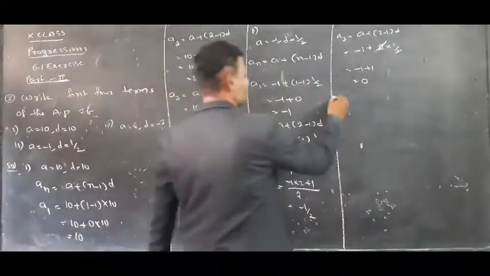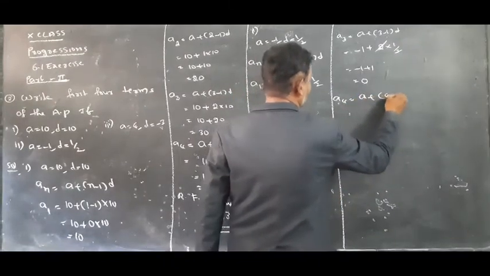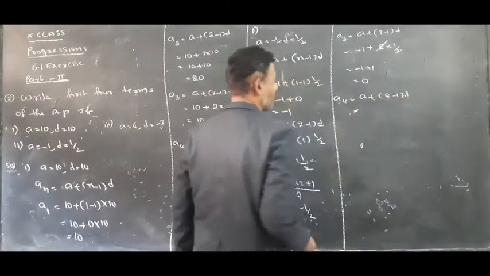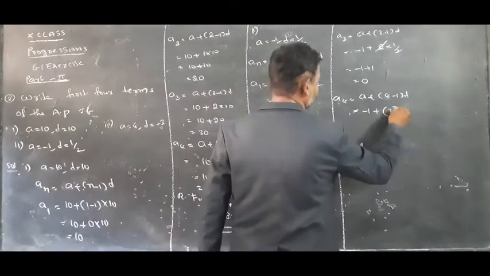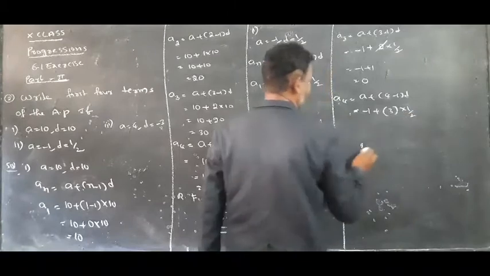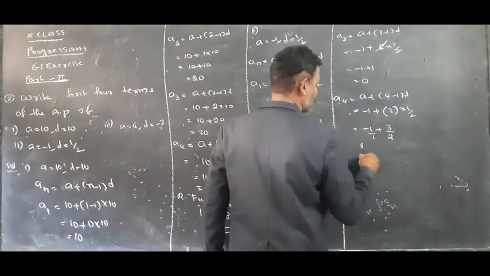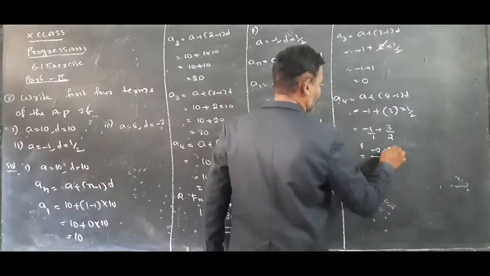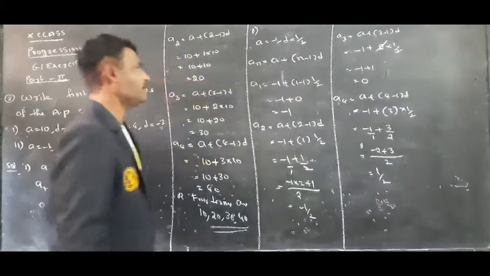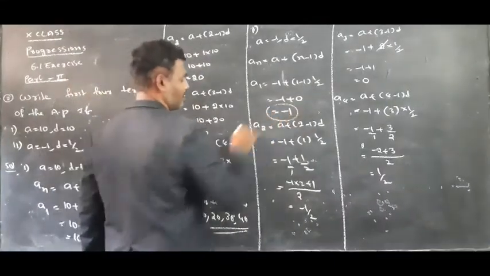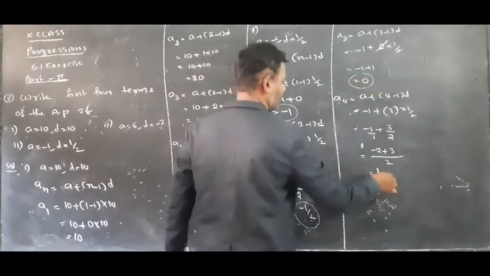Next I need the fourth term. A4 is equal to A plus 4 minus 1 into D. What is the meaning of A? Minus 1 plus 4 minus 1 means 3 into 1 by 2. It means minus 1 plus 3 by 2. So 2 is the LCM. Minus 2 plus 3 by 2 is equal to 1 by 2. So the required four terms are minus 1, minus 1 by 2, 0 and 1 by 2.